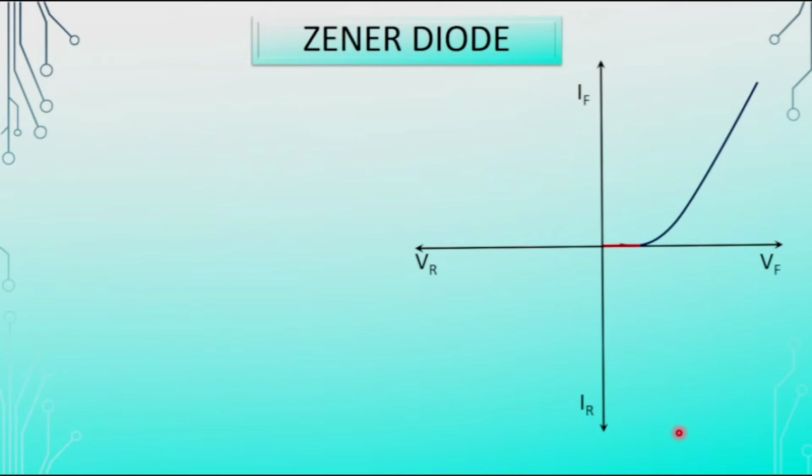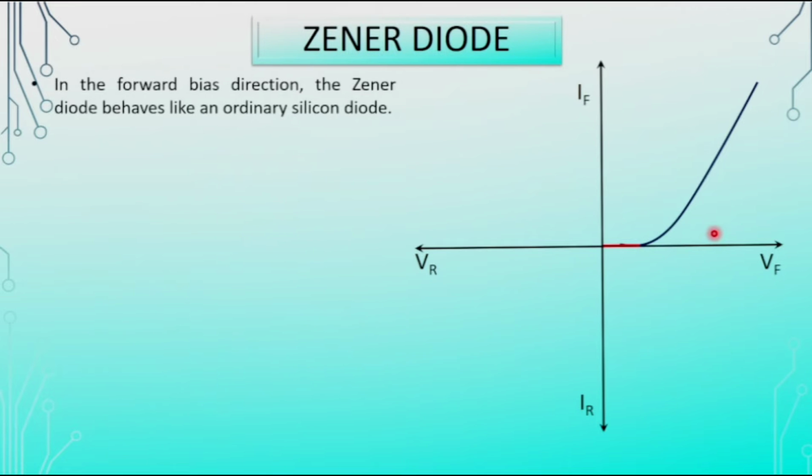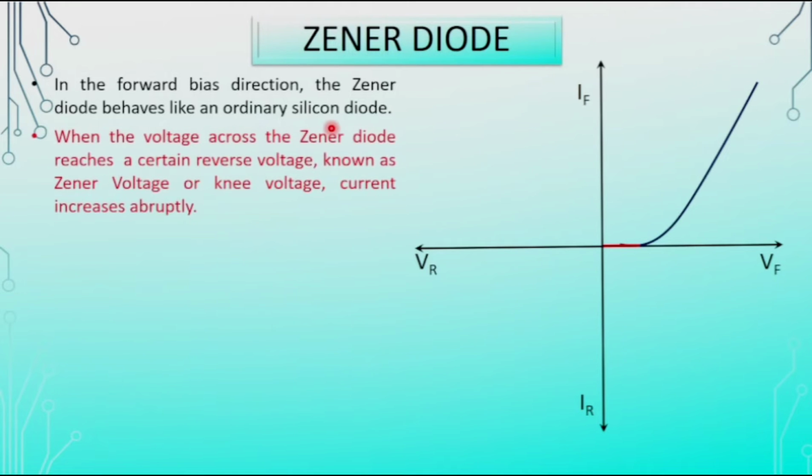Now coming to the VI characteristics. For forward bias, the Zener diode works almost similar to the normal semiconductor PN junction diode. Hence, this forward VI characteristic curve is the same as the PN junction diode. In the forward bias direction, the Zener diode behaves like an ordinary silicon diode. The only difference lies in the reverse bias case. So, what is that difference? Let us look into that.